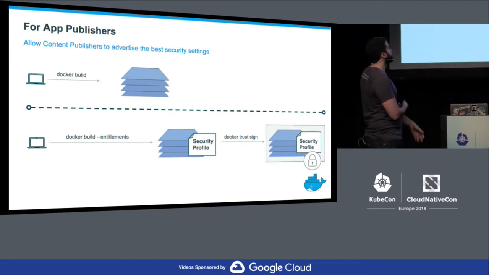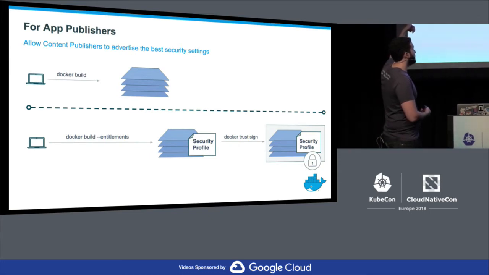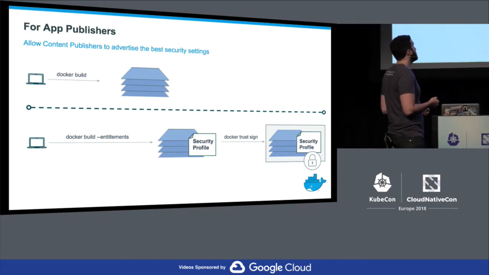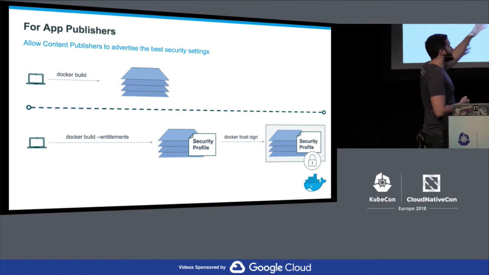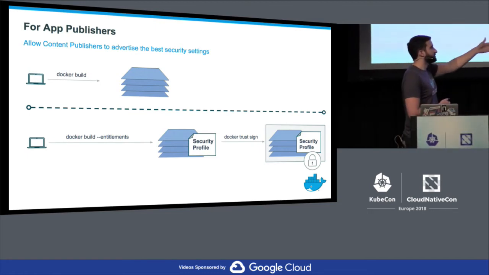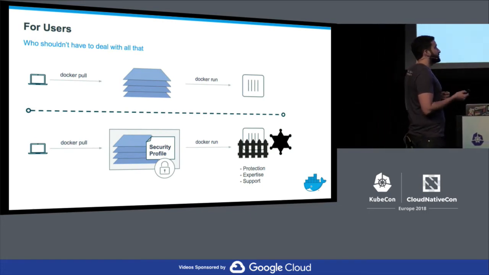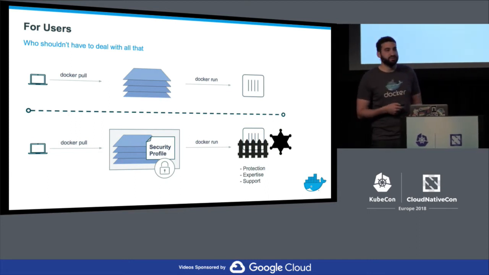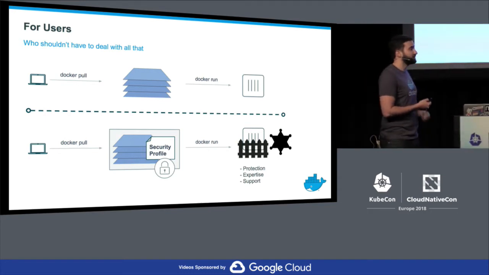So, quick recap. That's basically the Docker build. On top, that's before, and below the line, it's with the entitlements. Before, you would just run your Docker build and get an image. With the entitlements, you get your security profile, you sign it, and you get a trusted bundle. After that, as a user, you can pull the image and run it. It will be non-sandboxed. You will have to dig into all the security stuff yourself, and good luck, because it takes a while to make the right decisions.